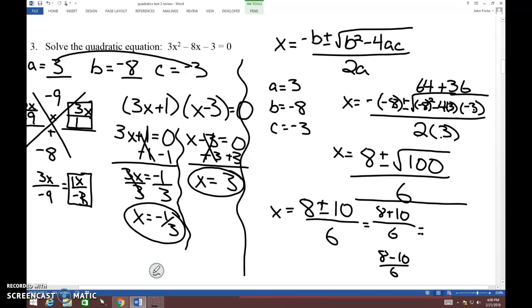So 8 plus 10 is 18. 18 divided by 6 is going to be 3. So you can see how we've already got one of the answers that we got on this other side. 8 minus 10, we know that's going to be negative 2. So negative 2 divided by 6 is a fraction, which will reduce down to negative 1/3. And once again, that is also an answer over here on the left-hand side as well. So 2 ways to work number 3. Pick the way that works best for you and use that form.